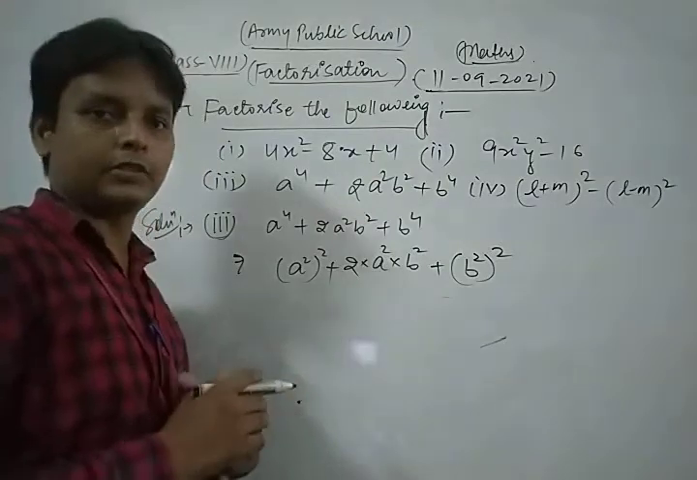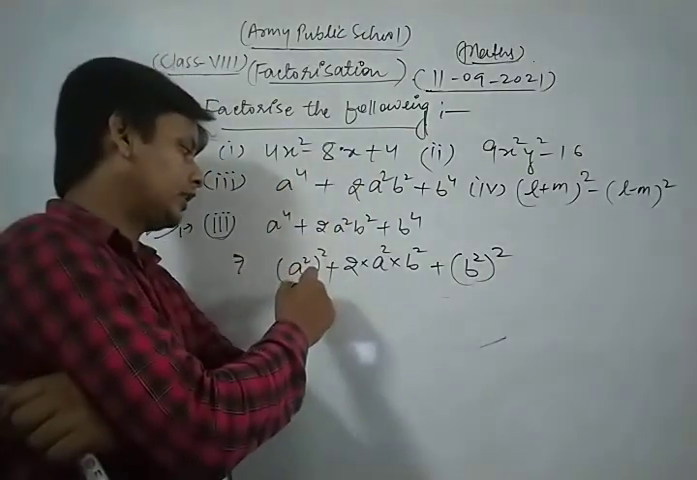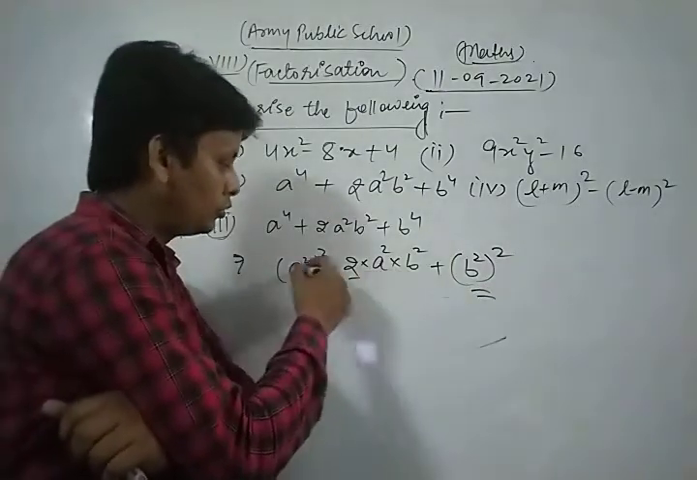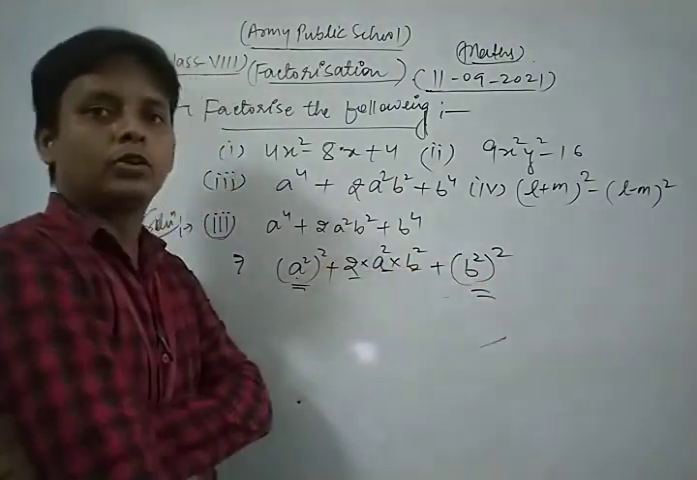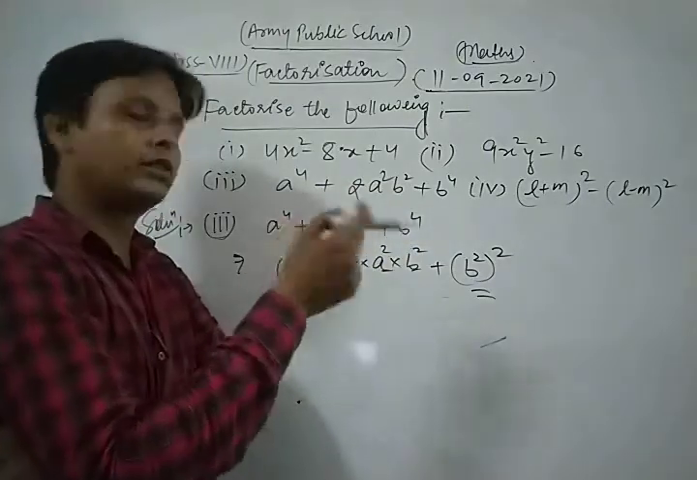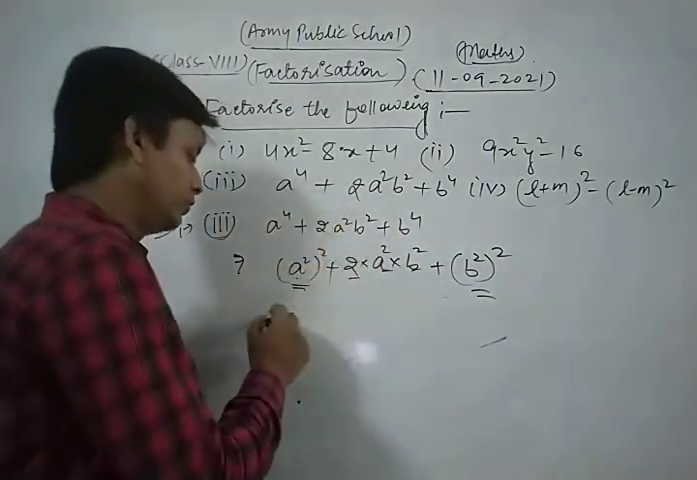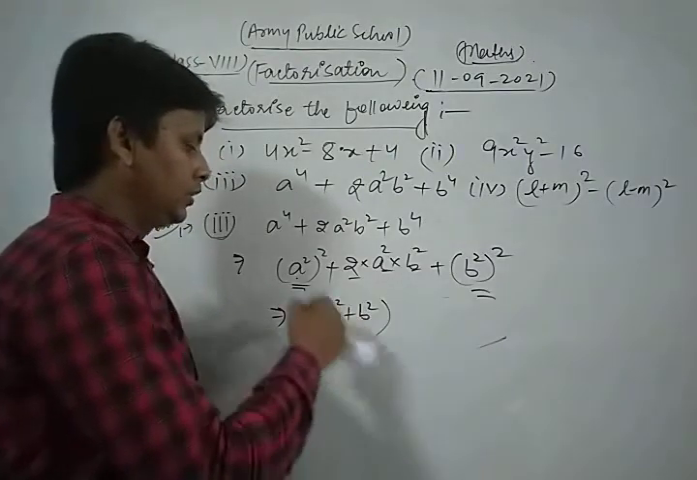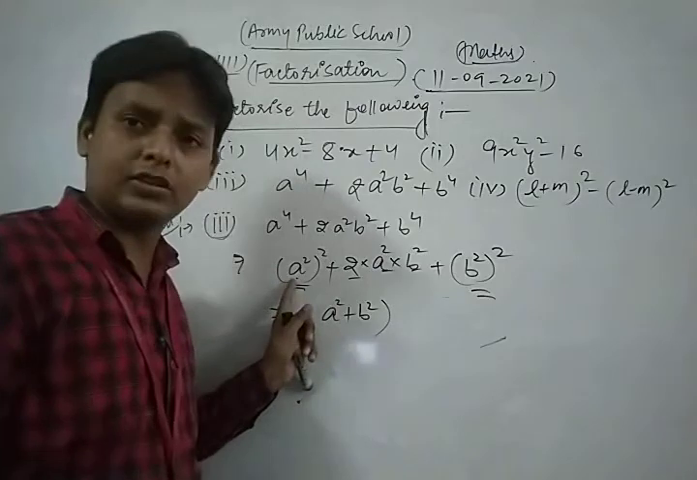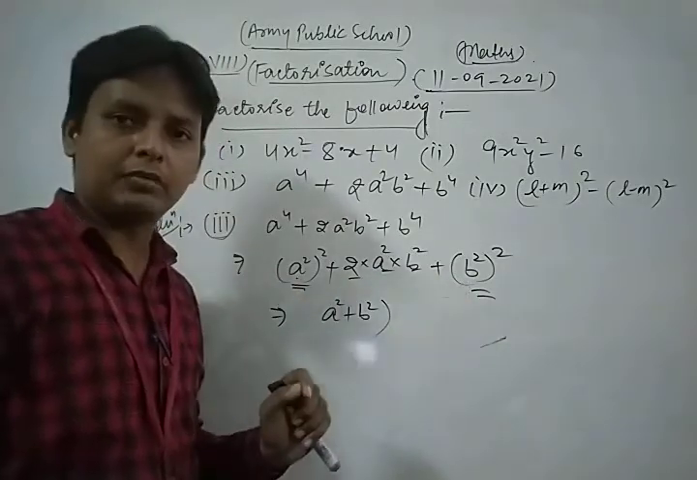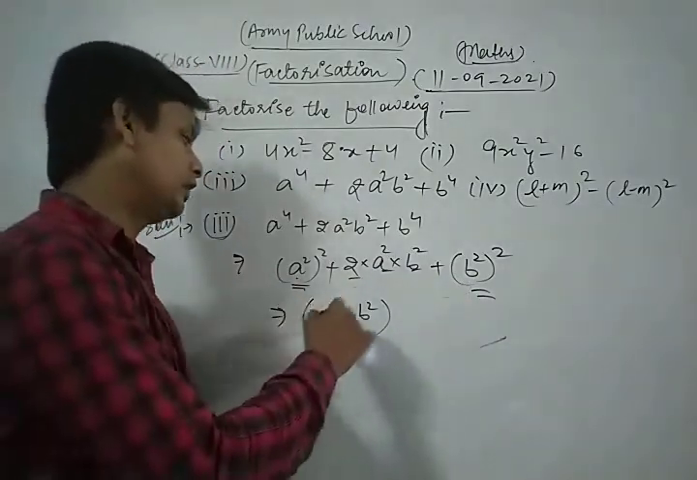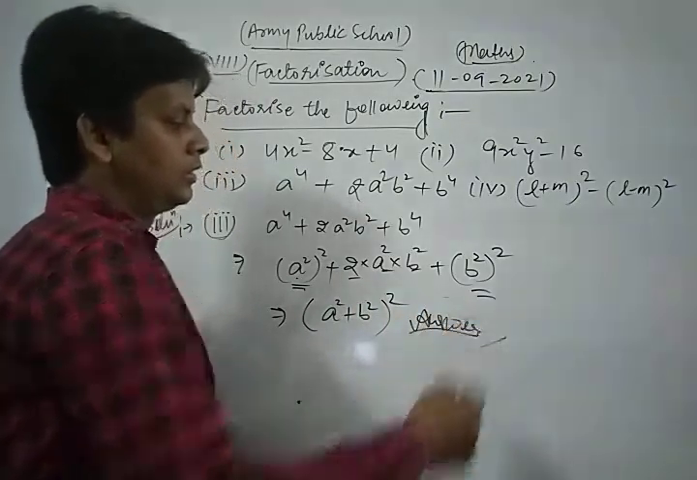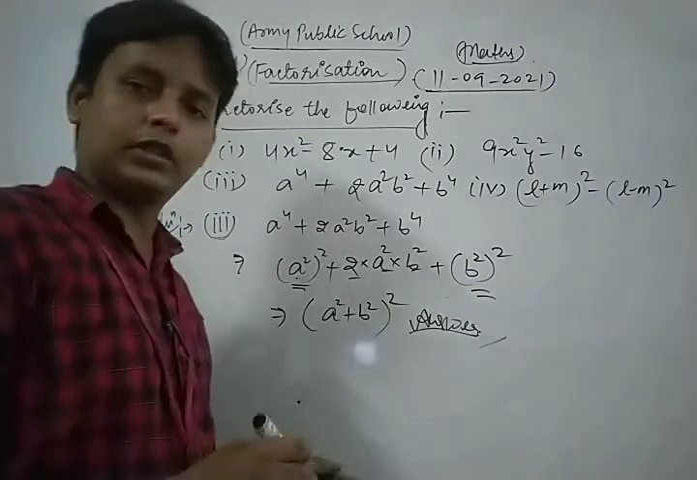Now look at this expression. This is the form of a square plus b square plus 2ab, so we can write (a plus b) whole square. From that concept, here the value of a is a square and the value of b is b square. So we can write (a square plus b square) whole square. This is the required solution of the given question.